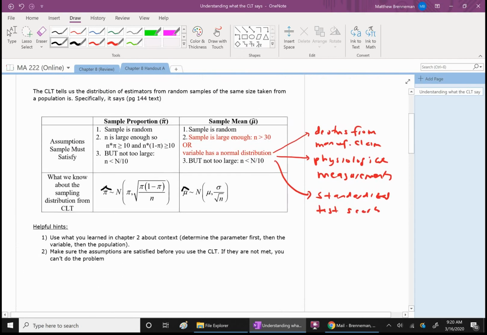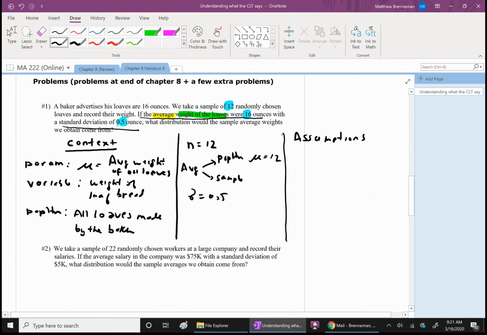What about the sample size? We notice that we either have to have a sample size greater than 30 or the variable has to have a normal distribution. And we don't have a sample size of 30, we have a sample size of 12. So the only way we're going to be able to use the central limit theorem is if our variable, the weight of the loaves of bread, has a normal distribution.